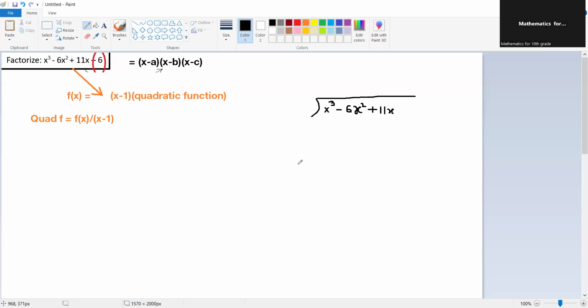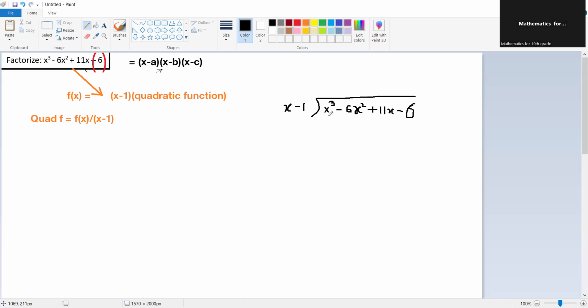Yeah, that's better. So 11x minus 6. So we have to divide this by x minus 1. So how do we divide?